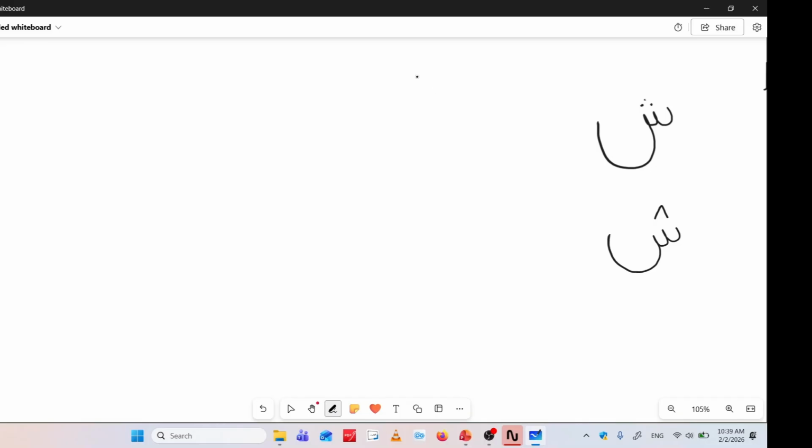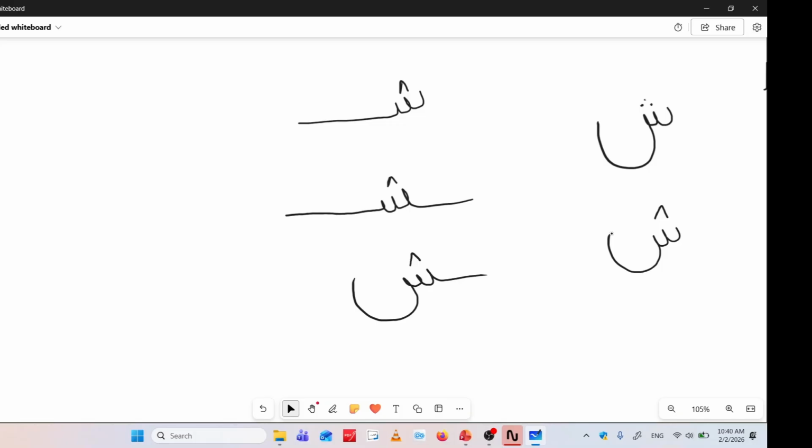Okay? Now, like we said, this is the sheen that we just wrote. This is the isolated sheen, or the sheen by itself. This one here is the sheen in the beginning. This is the middle. And this is in the end if it was connected.